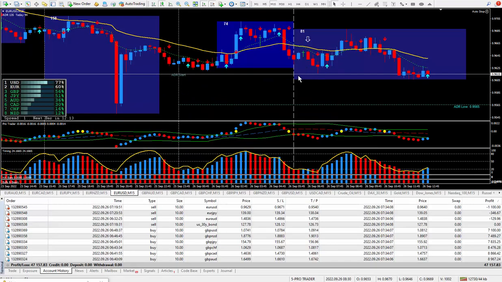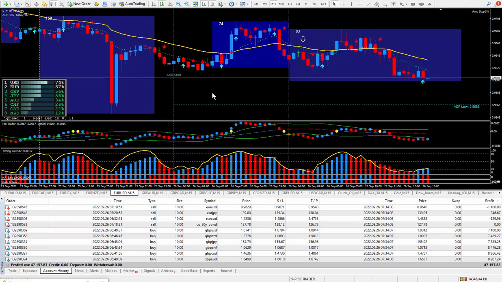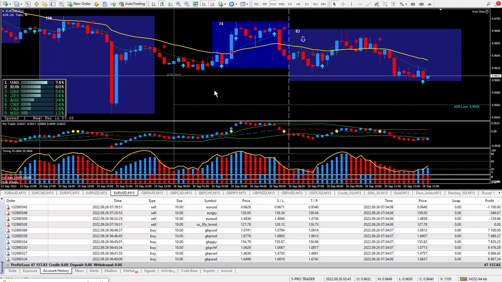So right at this vertical line here, this is 6 a.m. New York time. So remember to keep an eye on the calendar at Forex Factory, and also keep an eye on this meter right here. The reason for keeping an eye on the calendar at Forex Factory is you don't want to be surprised by high impact news.